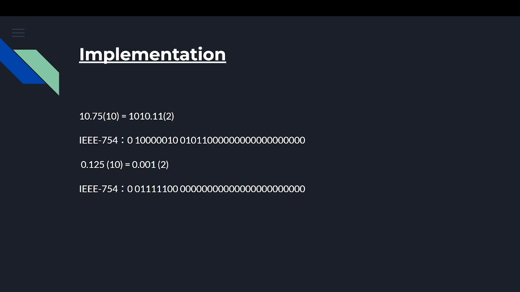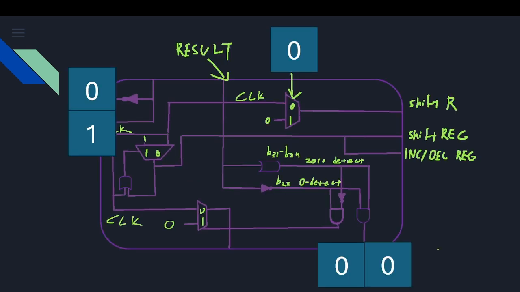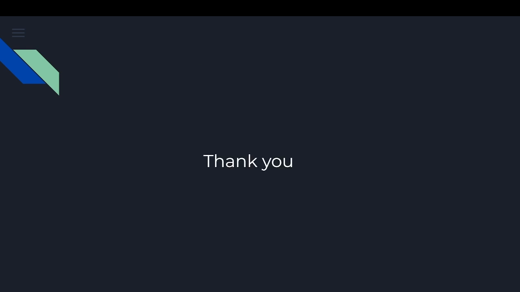Okay, so this is the 10.75 plus 0.125 operation process. And first, the decimal number 10.75 becomes, in binary, that number, right? And then when we normalize it, we just get it multiplied by 2 to the power of 3. And for the next one, we just do the same thing. And basically, we're just gonna add this, and this is how it looks on the diagram. Thank you.